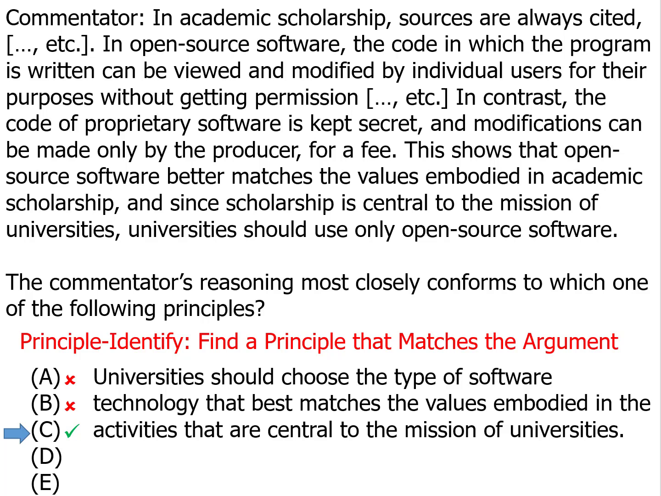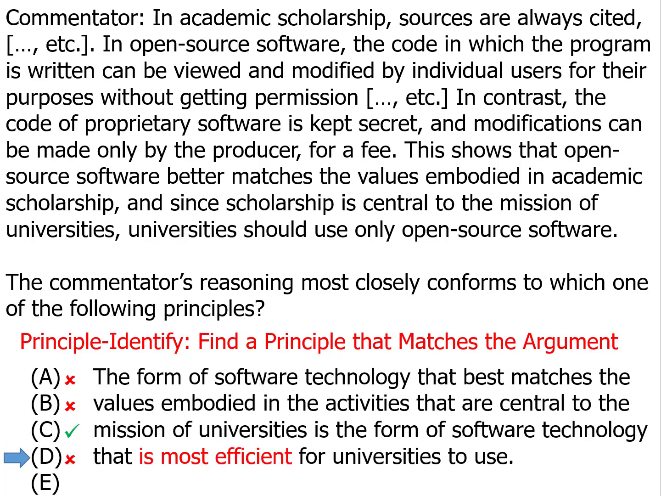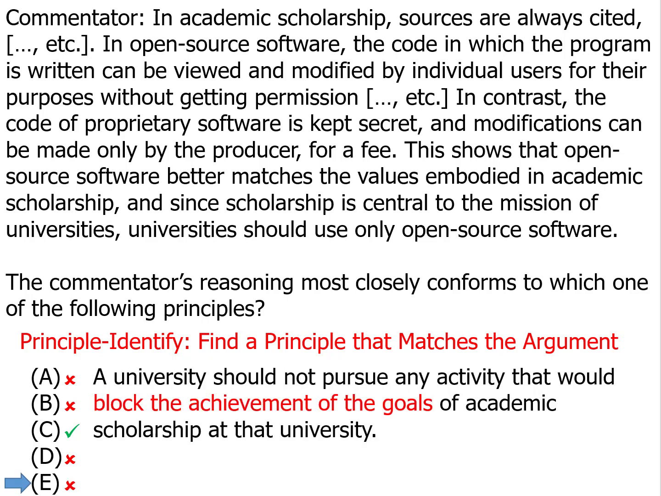Glance at the others just to see why they're wrong. Answer choice D is wrong because it's saying that they should pick the most efficient form of software, not the one that matches their values. Answer choice E is wrong because it says they shouldn't pursue any activity that would block the achievement of the goals. Now, they never said that using proprietary software would block the achievement of the goals, just that it wasn't in alignment with the values. So answer choice C is the answer.